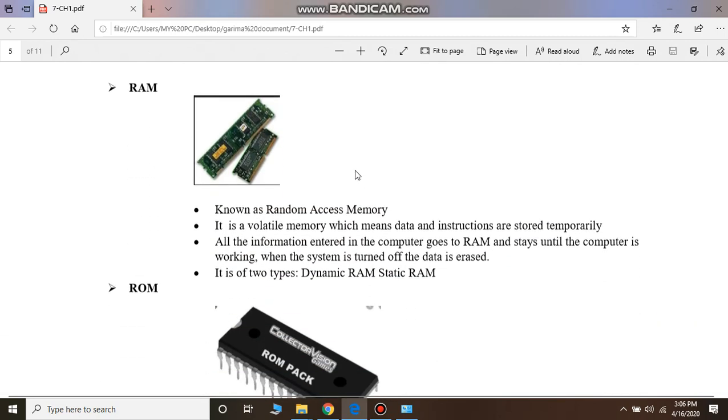Next internal hardware component is RAM, which is also known as random access memory. This particular memory is a temporary memory. When you're working on your computer, all the applications that you are using are temporarily stored in this RAM. This is a temporary memory, or you can also call it a volatile memory. Till the time the system is on, the applications will be stored in the RAM. As soon as your system is turned off, all the data that is present on RAM will be erased. So that is why it is called a temporary memory.